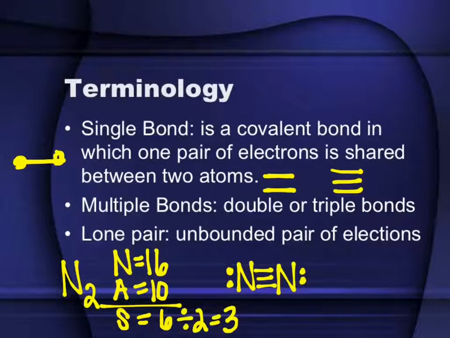The least electronegative one, so the one that's furthest away from fluorine. Let's do one more. Always divided by 2. Let's do water.